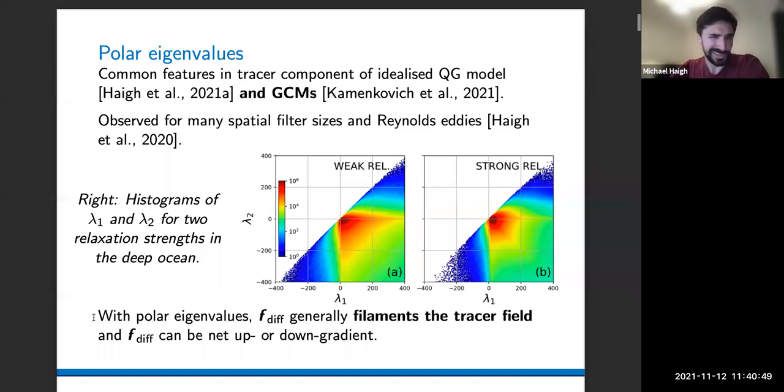So what do these actually represent? What do the fluxes do? With polar eigenvalues, the diffusive flux will generally filament the tracer field. What we'll see the diffusive flux doing is typically stretching a tracer patch in one direction, the direction corresponding to the first eigenvalue, and compressing it in the transverse direction, the direction corresponding to the second eigenvalue. This doesn't tell us whether or not the full flux, this net effect of these two diffusion eigenvalues, is actually up gradient or down gradient.